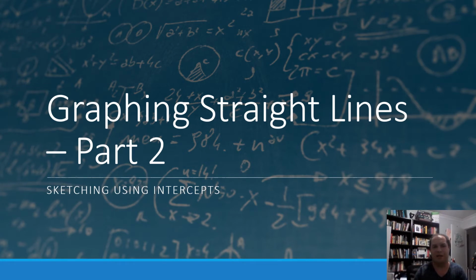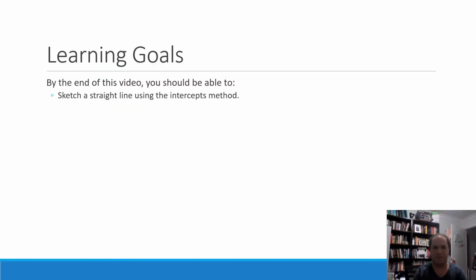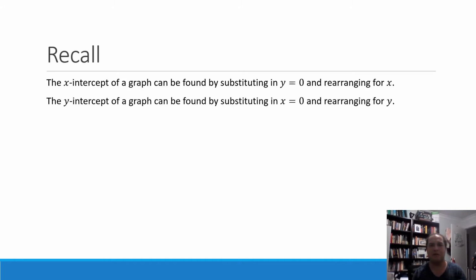This time we're learning how to sketch and graph straight lines using intercepts. So learning goals: by the end of this video you should be able to sketch a straight line using the intercepts method. Right, key things to recall.